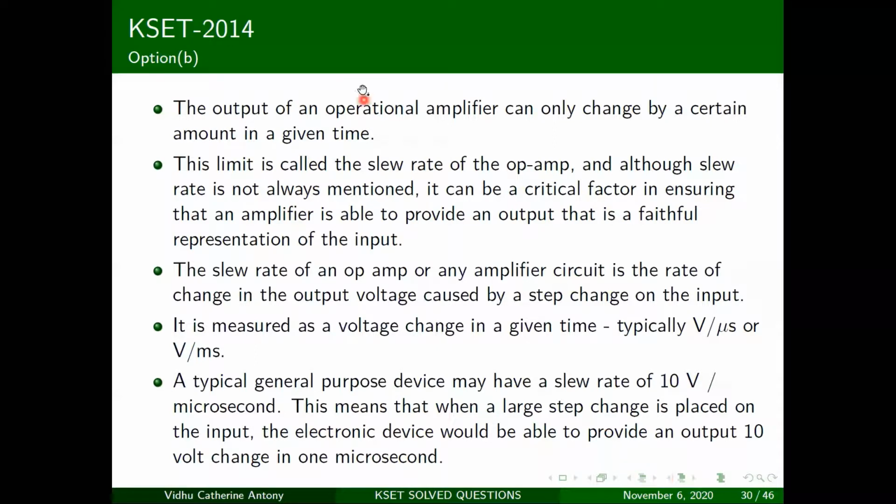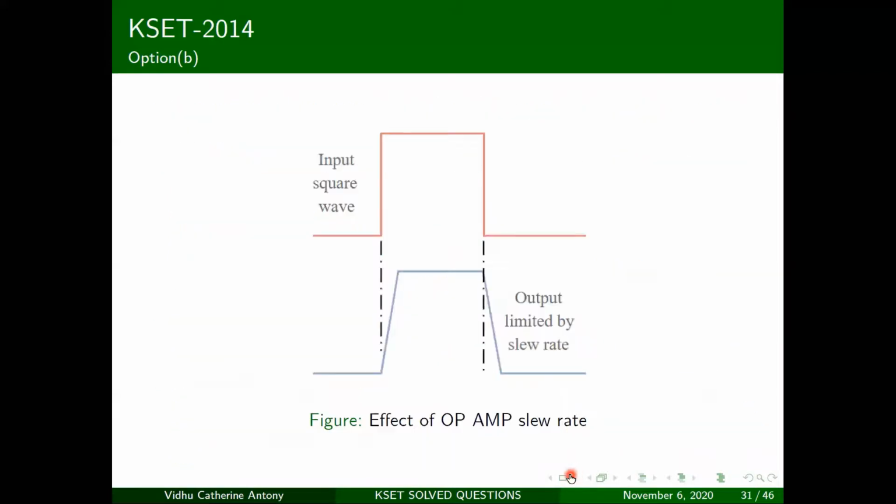So let's say you've put in some certain voltage, okay? And what your slew rate basically means is that I can provide a 10 volt change in 1 microsecond. So if I put in 20 volts, it would take me 2 microseconds to produce that amount of change in the output. Okay. So that's what it's basically telling you when you look at the slew rate.